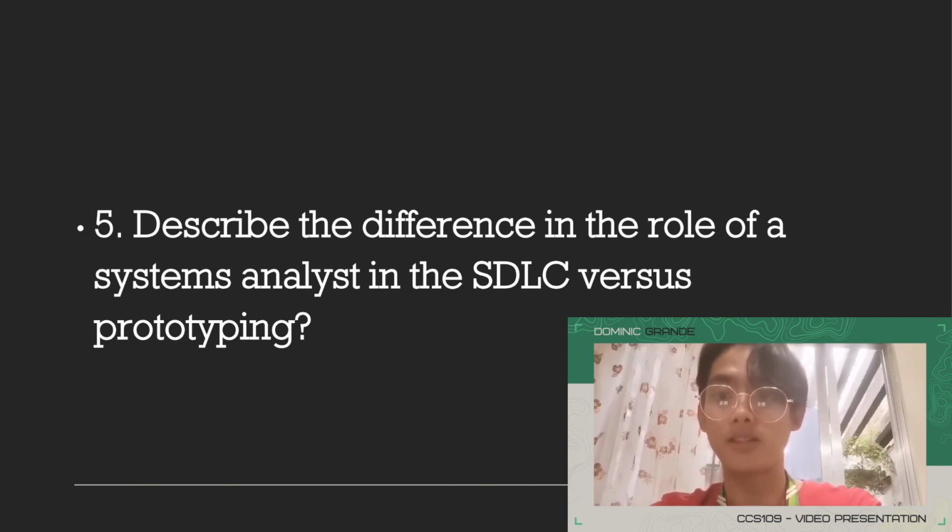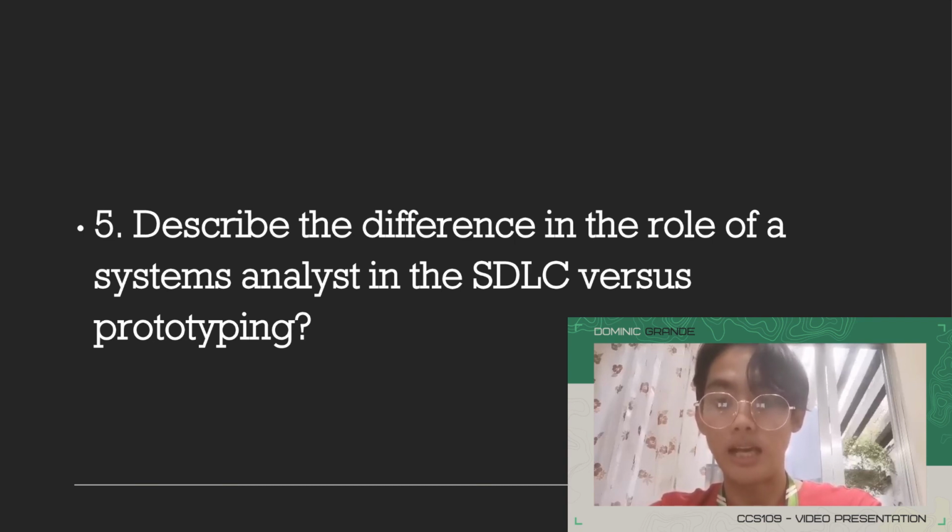Next, describe the difference in the role of system analysis in the SDLC versus prototyping. In the SDLC, system analysis is to define the project goal into defined functions and operations of the intended application. This involves the process of gathering and interpreting facts, diagnosing a problem, and recommending improvements to the system.